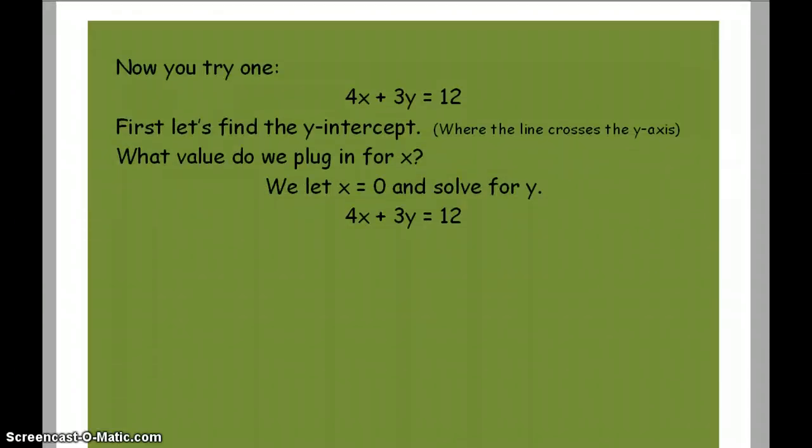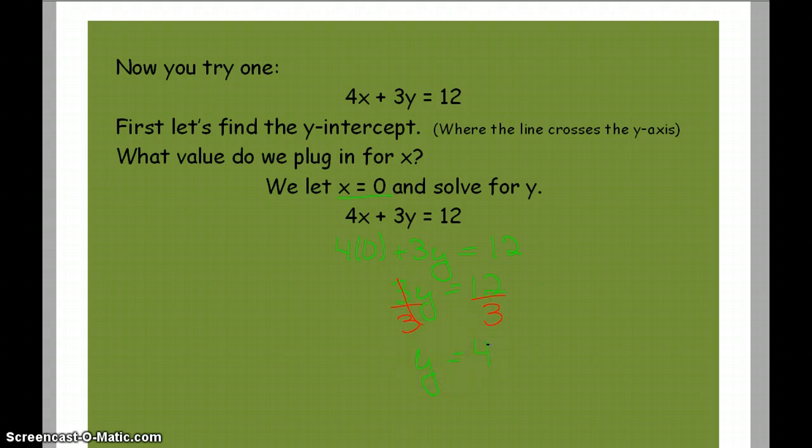Okay, now you try one. If you need to hit pause so you have time to work it, that's more than okay. So first let's find the y-intercept. Okay, remember that's where the line crosses the y-axis. What do we plug in for x? That's right, we let x equal 0. So now I have 4 times 0 plus 3y is equal to 12. Well, 4 times 0 is 0, so I'm left with 3y is equal to 12. Going to divide both sides by 3. So I get y is equal to 4.